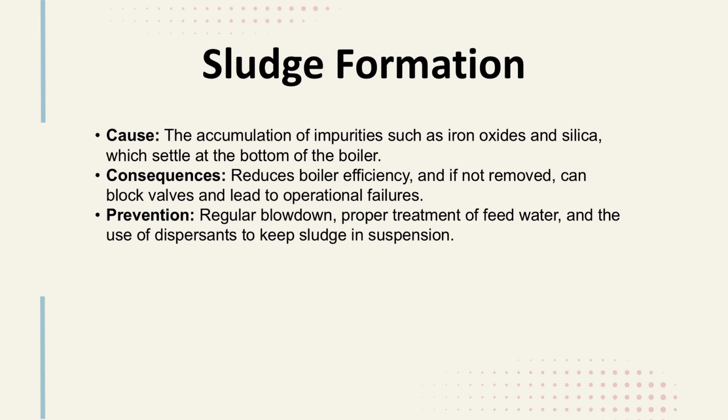Another common problem in boilers is sludge formation. Sludge forms when impurities like iron oxides, silica, and other particles accumulate at the bottom of the boiler. Consequences of sludge include reduced boiler efficiency, and if not removed, it can block valves and cause operational failures. To prevent sludge formation, regular blowdown procedures are critical, and proper treatment of the feed water, including the use of dispersants, helps keep sludge particles in suspension, making them easier to remove.